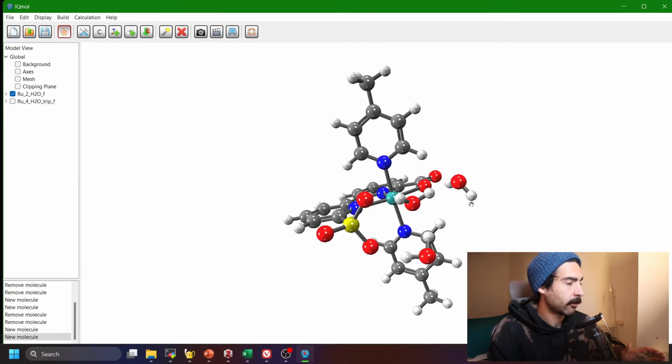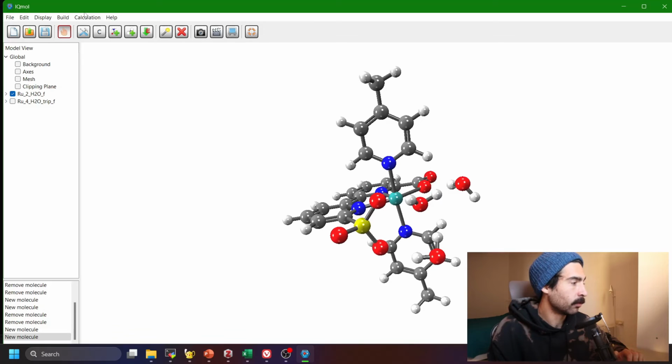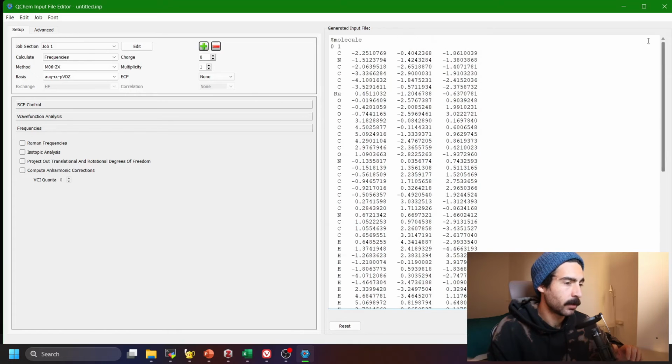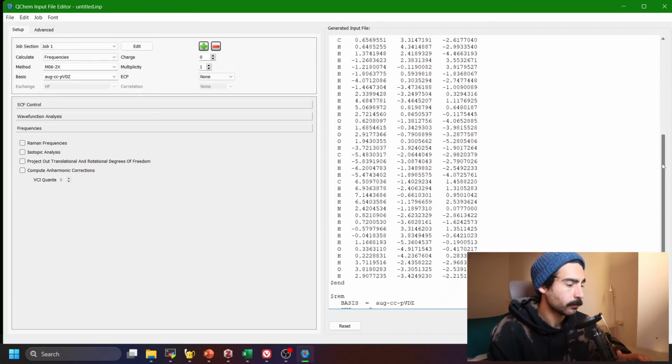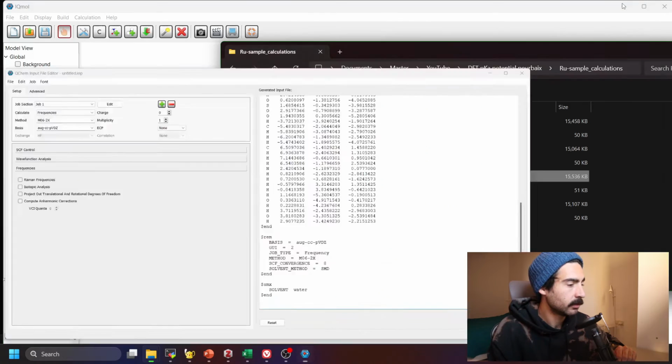So back in our computational chemistry software, I have both the ruthenium-2 aqueous species and the ruthenium-4 aqueous species. So again, we're going to want to perform a geometry optimization and frequency calculation for these species. The ruthenium-2 is a neutral compound, so it has a charge of 0, and the multiplicity is 1. And use whatever basis and functional you're planning on using.